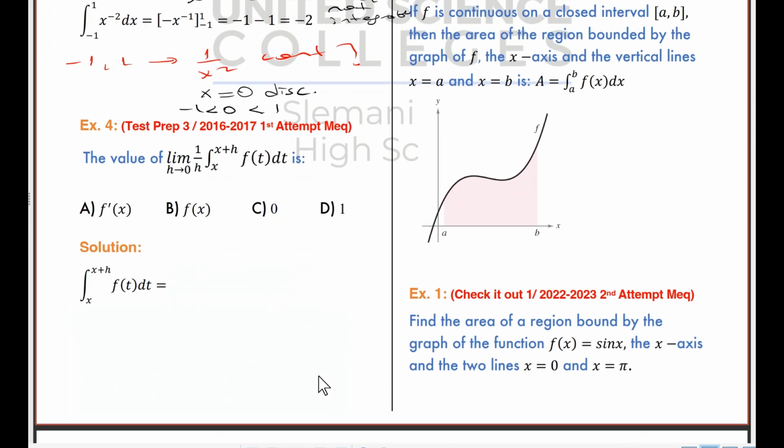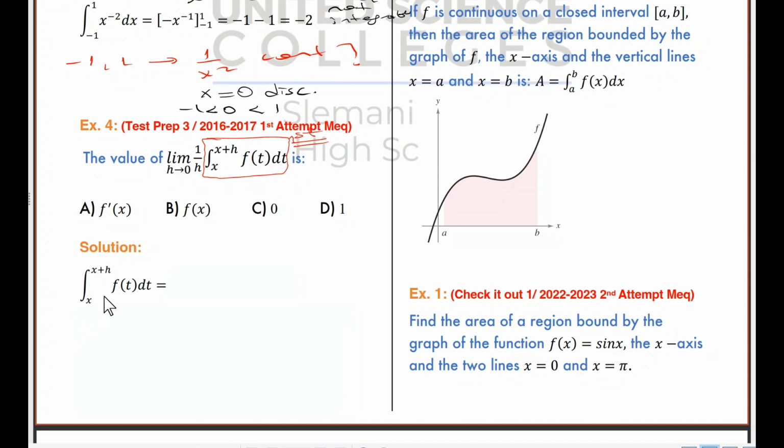This is a test prep question, test prep 3, and it came in Wezari. Find the value of this limit. So it looks complicated. We have a lot of things. We have a limit, we have 1 over h in front, we have an integral, a lot of things going on. But the first thing to do is always starting from the inside. Every time when we solve questions, we start on the inside. So this is the first thing to do. Let's do this integral.